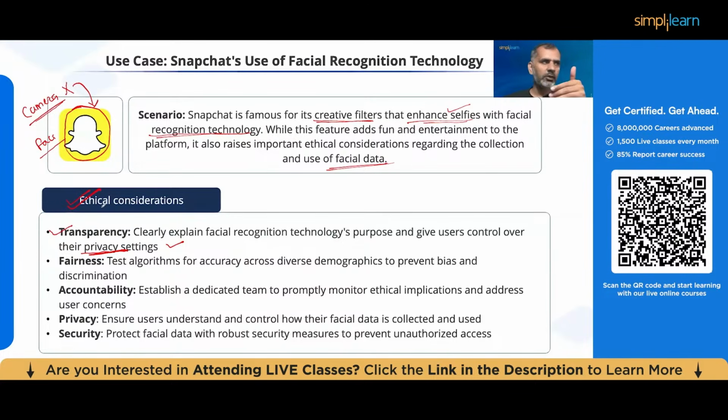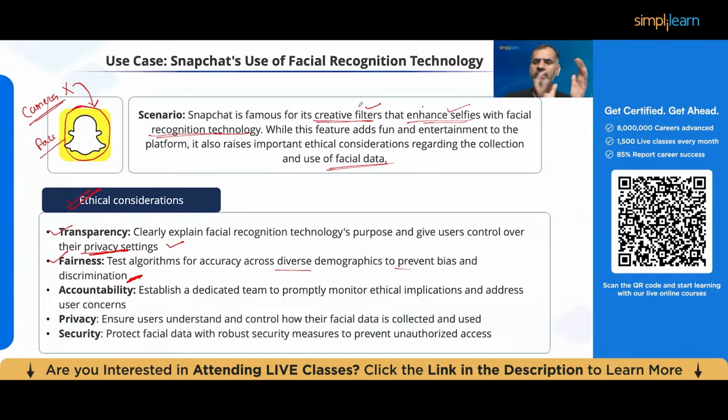Or you have to give the consent for that. The second is fairness. When you talk about fairness, it tests the algorithm for accuracy across diverse demographics to prevent bias and discrimination. So it's not that if you are adding some enhanced selfie or some creative filters on the faces, it's not like that.